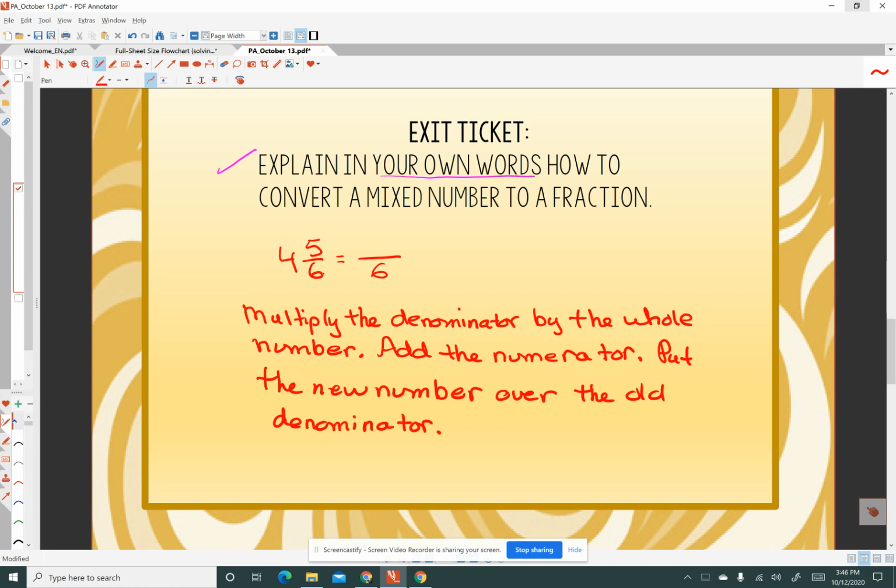So in this case, we have 4 times 6 equals 24. And then we add the numerator, 24 plus 5 equals 29. So our final answer in this case will be 29/6. And if it's a negative, you'll keep that negative sign. So keep practicing, students, and with a lot of hard work, I know you'll be great.